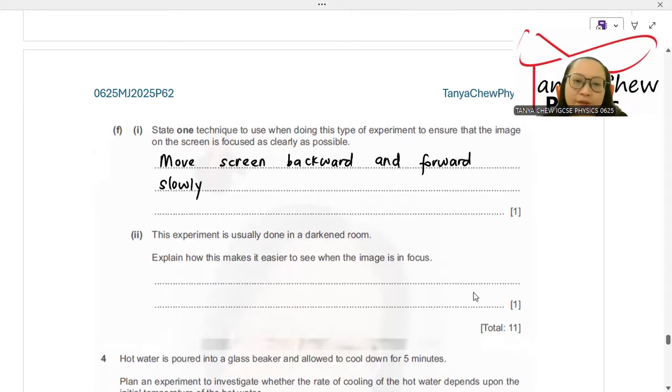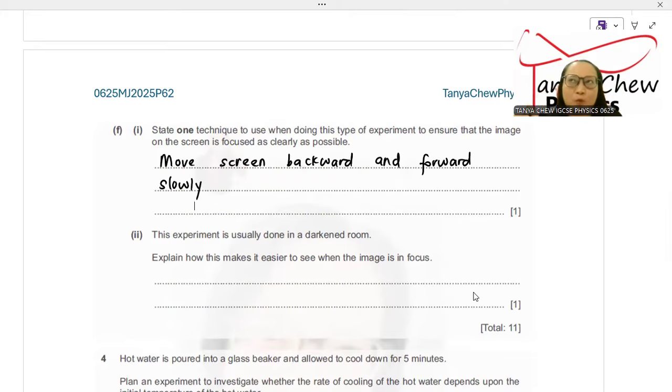Now, the second part, the experiment is usually done in a darkened room. Explain how this makes it easier to see when the image is in focus. Because when the room is dark, the only light ray is from the illuminated object, so it will give you better contrast. Bright means bright, dark means dark. So you could see the image form. Because of the dark room, you can see the image focus quite clearly.